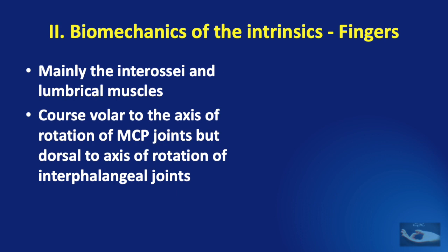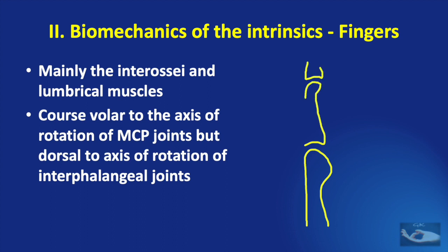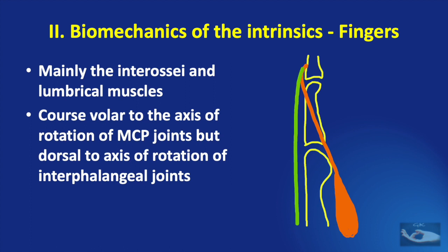We have already seen that these muscles run volar to the axis of the metacarpophalangeal joints, but we need to note that they are volar to the axis of rotation of the metacarpophalangeal joints but dorsal to the axis of rotation of the interphalangeal joints. Let us see how. If this represents the metacarpal bone and these the phalanges, the intrinsic muscles can be represented like this at the level of the palm. The tendons of these muscles run volar to the metacarpophalangeal joint and run dorsally to get inserted along with the long extensor tendon slips to form the central slip and getting inserted into the base of the middle phalanx.